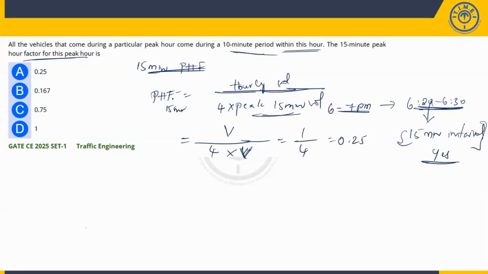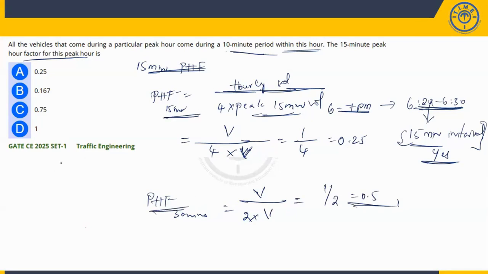If he asks us for the peak hour factor for 30 minutes in the question, that is hourly volume V by 2 into peak 30-minute volume. Peak 30-minute means that the 10 minutes comes within this 30-minute interval. That is 1 by 2, 0.5. This is how we calculate the peak hour factor based on the time.